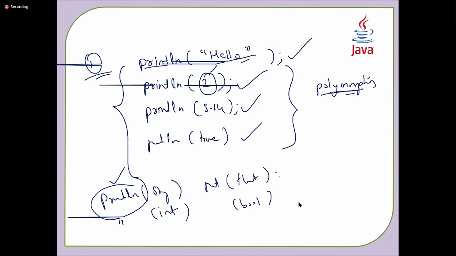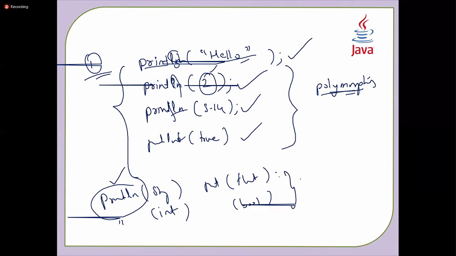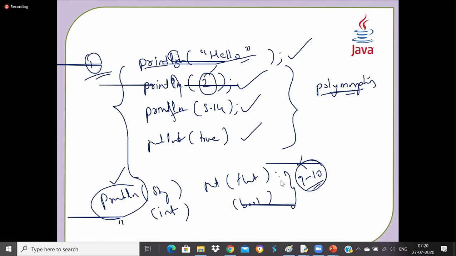If there was no polymorphism supported in Java, then they might be using different names: print string, print integer, print float, print boolean. So they would have different names, and for just printing a value you would have to remember around 9 to 10 function or method names. You have to remember that many names, which is not acceptable. Let me prove it to you.